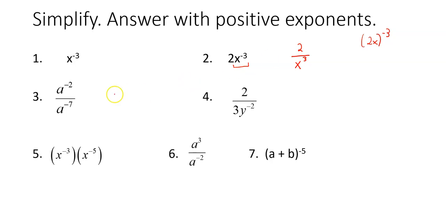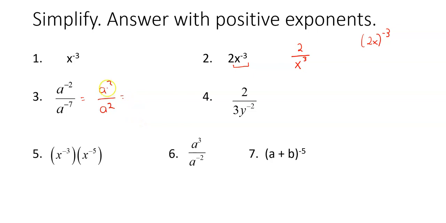Look what happened to number 3. I've got an a to the negative second and an a to the negative seventh. So let's try to get rid of the negatives. Move the a up at the top. Move the a to the negative second down the bottom, becomes an a to the positive second.